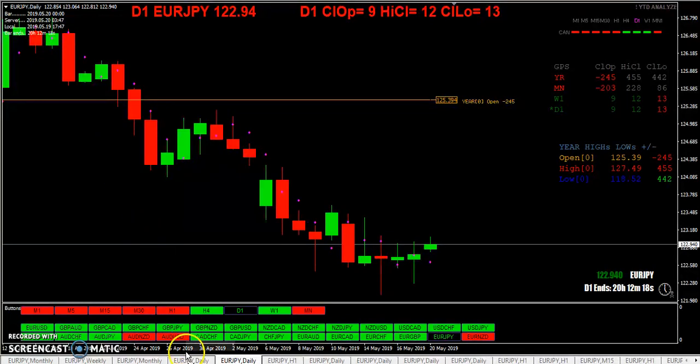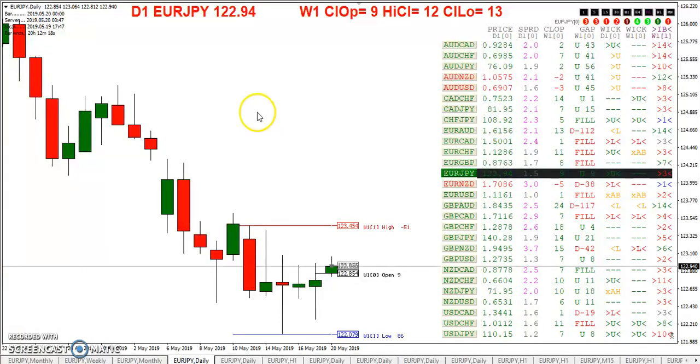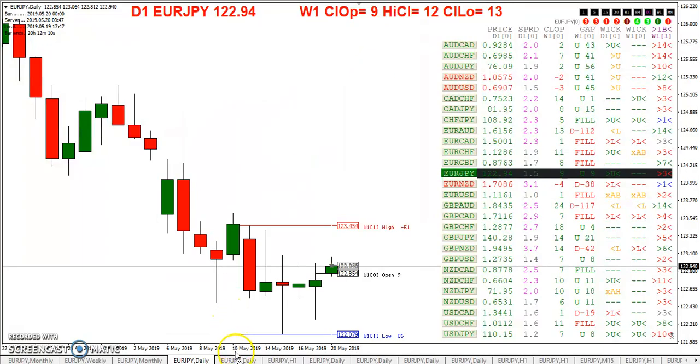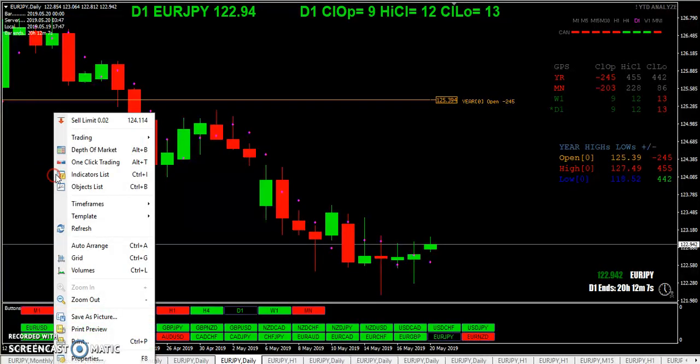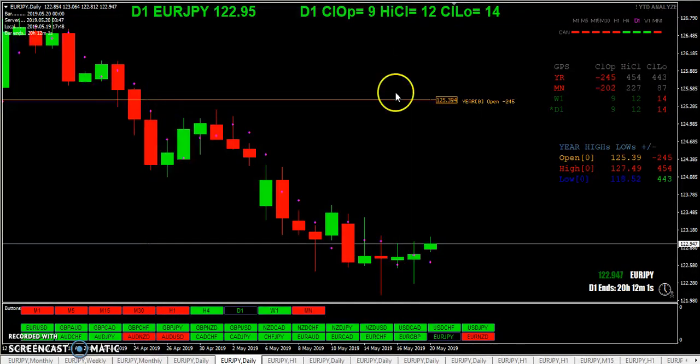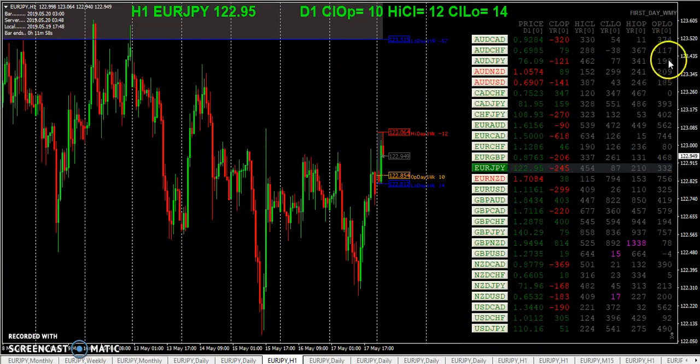Now, a trader out there somewhere was asking me about the indicators, so I will go back and show you what indicators are on these charts. Let me just do that here and here. Of course, when you're watching the video, you can just hit pause. That way you can see which indicators I am using.